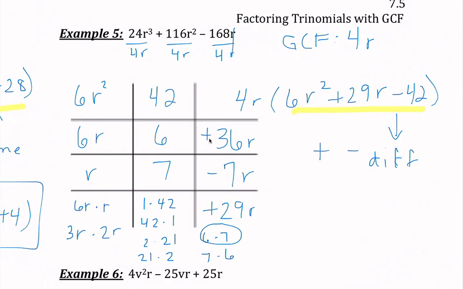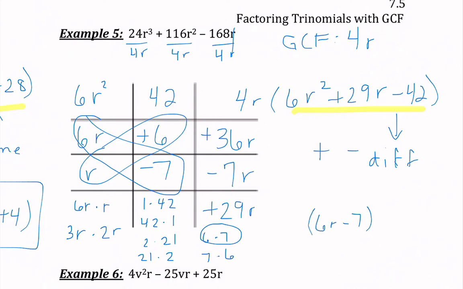Let's slide our signs on over. So my plus slides over on top, my minus slides over on bottom. And then we crisscross. All right, so I have 6r minus 7 as one of my factors. My other factor is r plus 6. And we can't forget to lead with our greatest common factor, which was 4r.